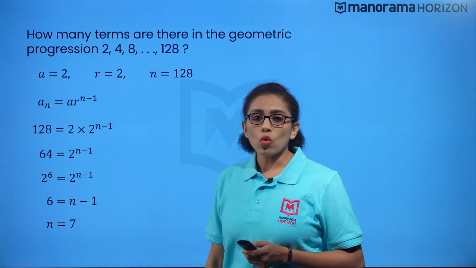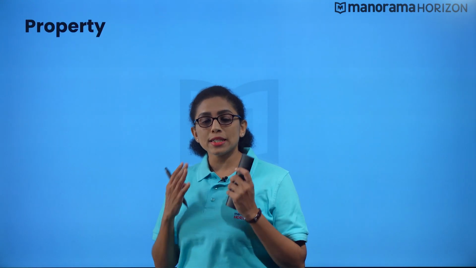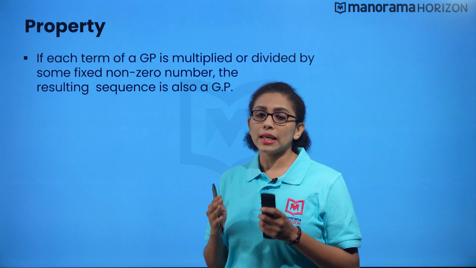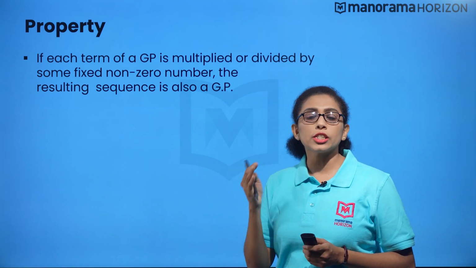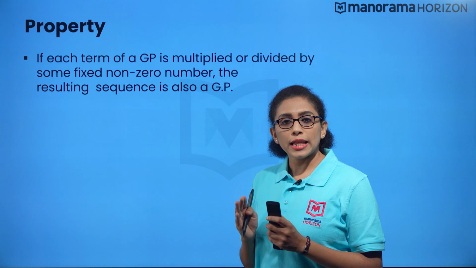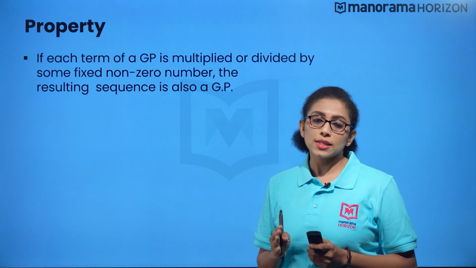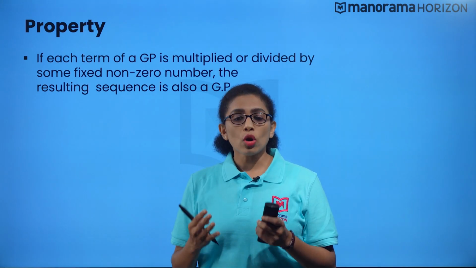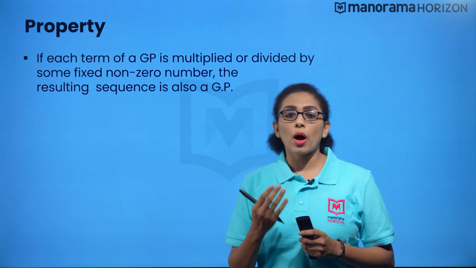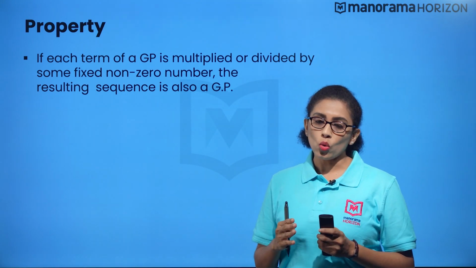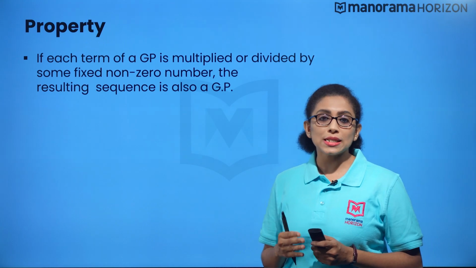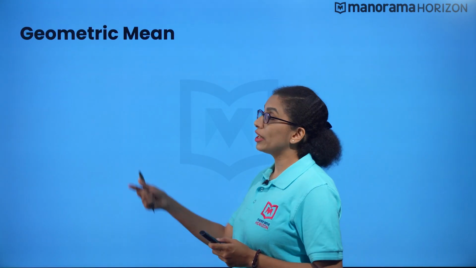Right? Now, let's look at a basic property of GP. If each term of a GP is multiplied or divided by some fixed non-zero number, then the resulting sequence is also a GP. So far, we have been discussing the basic properties of GP. Now, it's time for us to understand geometric mean.